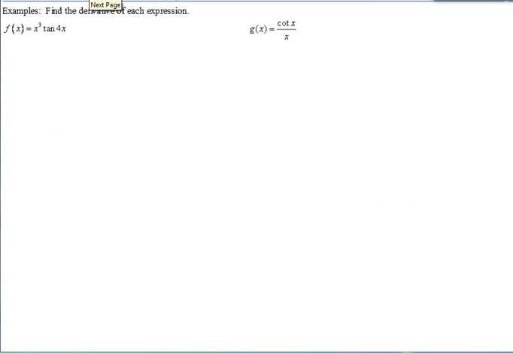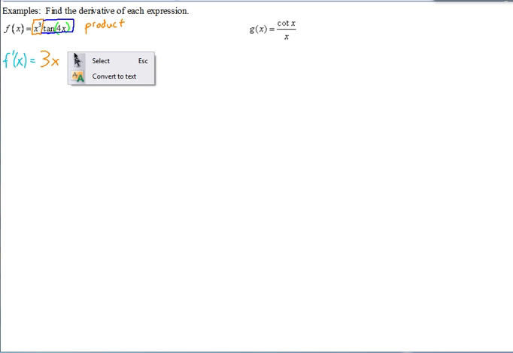All right, so in this one it says find the derivative of each expression. So we've got x cubed times tangent of 4x. Notice we've got 4x inside of tangent. But big picture, we've got x cubed times that. So overall, we're going to have to use the product rule. So take the derivative, f prime of x. Start out with the derivative of x cubed is 3x squared. So the derivative of the first one, 3x squared, times the second one as it is, tangent of 4x.